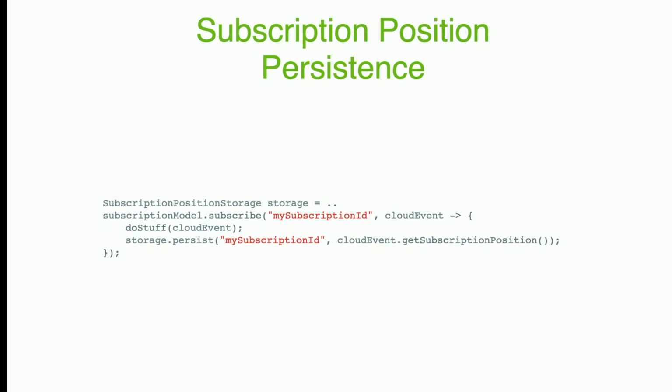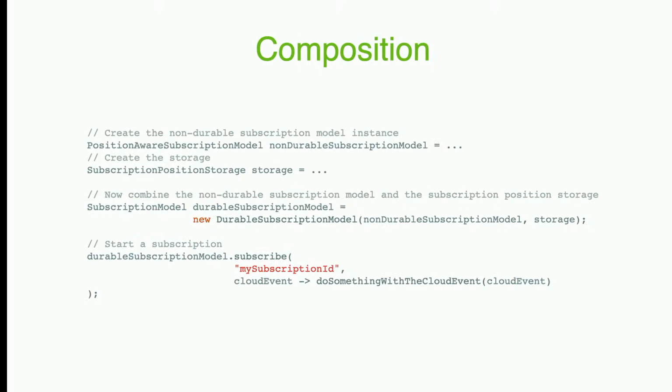If you're just using a subscription, then after you have done some stuff with the cloud event, you probably want to save the subscription position. But of course, you don't have to do this yourself, because these subscription models are built in and do this for you. They take some storage and create a durable subscription. So when you wrap something that is not durable, you pass that into this durable subscription model, and it uses the other subscription model and adds durability on top of it.